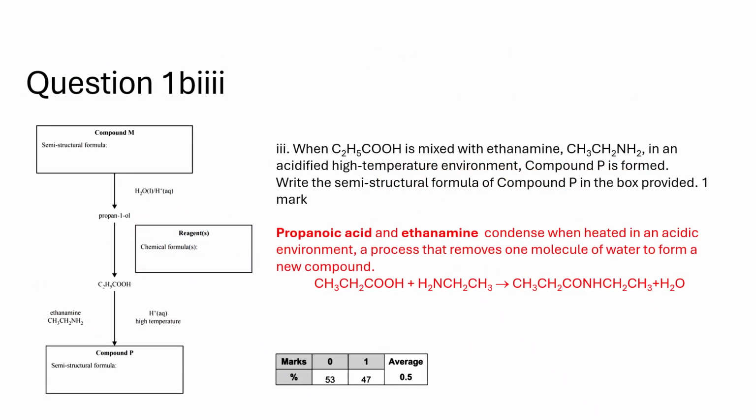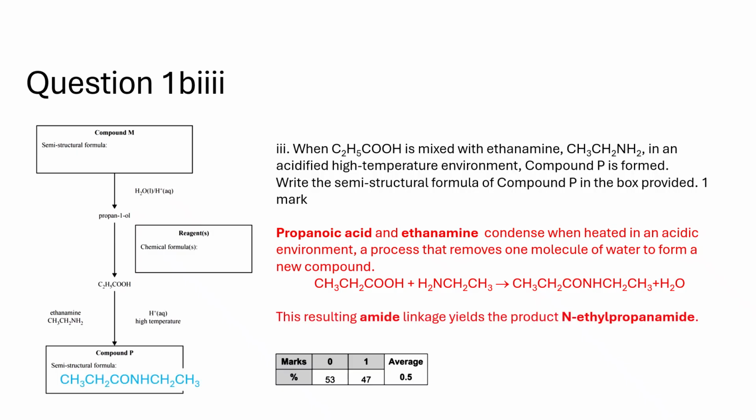Propanoic acid and ethanamine condense when heated in an acidic environment, a process that removes 1 molecule of water to form a new compound. This resulting amide linkage yields the product N-ethylpropanamide.